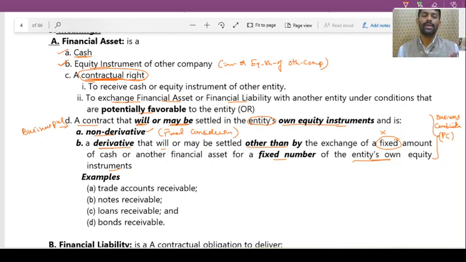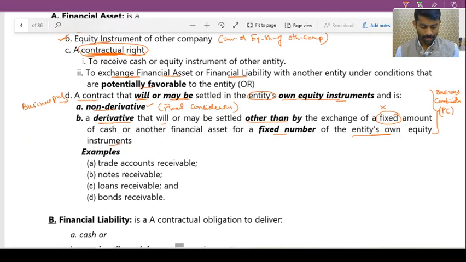Next, the fourth one is a business combination. In a business combination, if the entity is expected to settle, or will or may settle, in the entity's own equity instrument, is it a non-derivative or a derivative? Derivative means expected to settle other than by way of cash or financial asset. If the purchase consideration is a known, fixed amount, a fixed number of shares, then it is a non-derivative. So these categories are covered with financial asset. Are you understanding?